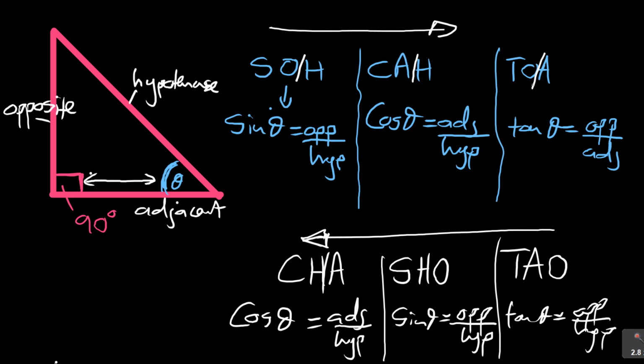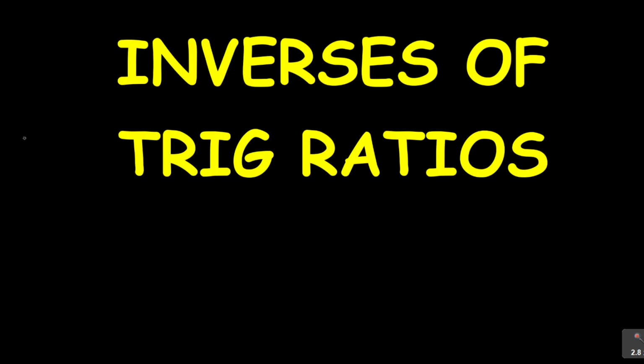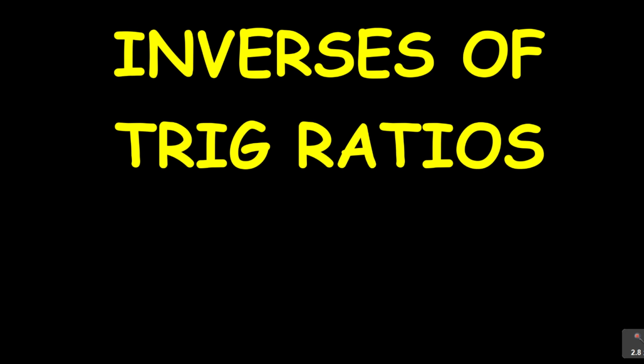So these are the important trig ratios, and with these trig ratios you get the formulas for sine, for cos, as well as the formula for tan. So that is the first one. The next one is the inverses of these trig ratios. Now what are the inverses? If you are given sine, the inverse for sine is cosec.